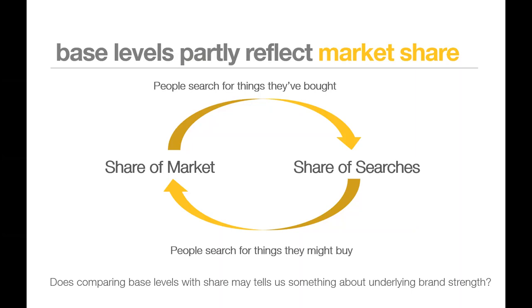So if you look at a brand like, for example, Porsche, it has a high base level of share of search compared to the size of its customer base, because this is a brand that people just love to dream about and really are excited about, regardless of whether or not it advertises. So this actually is another way in which one can think about share of search, as a brand strength metric, if you like.